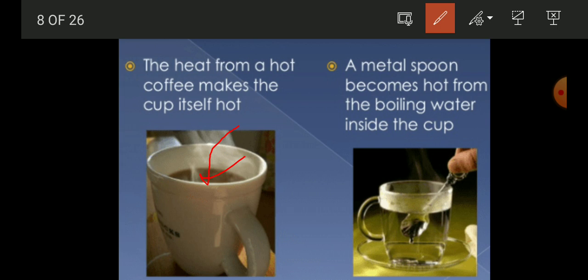So this type of movement in which direct touch, direct contact, is involved is known as conduction. This is very important: there should be contact between the hot object and the cold object, then only is the heat transferred in case of conduction.